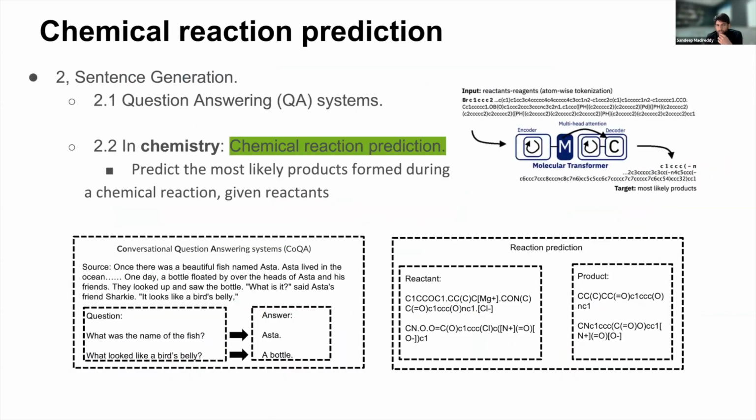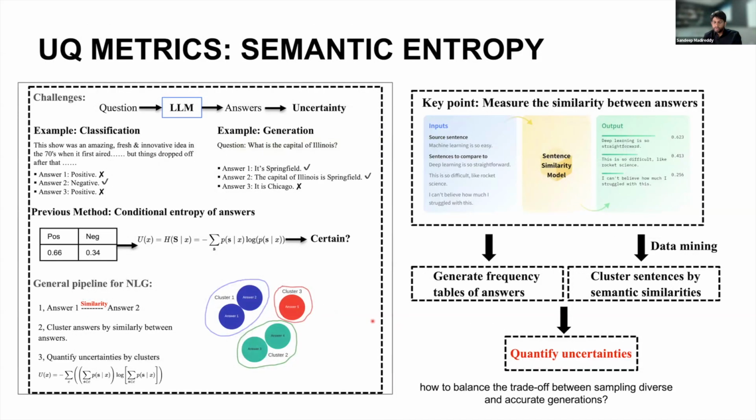Another aspect is chemical reaction prediction, which is more of a free generation problem, analogous to a question answering system. Given the reactants, we want to predict a chemical reaction. For example, we can give two reactants as SMILES strings and want to generate the text of the product. So how do we measure the uncertainty in these scenarios?